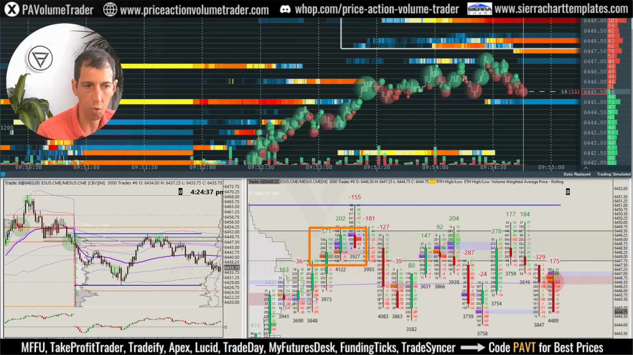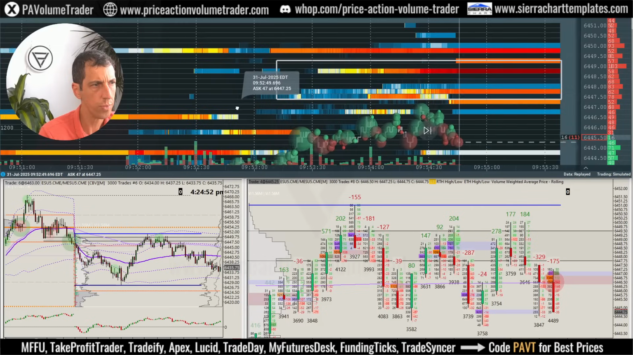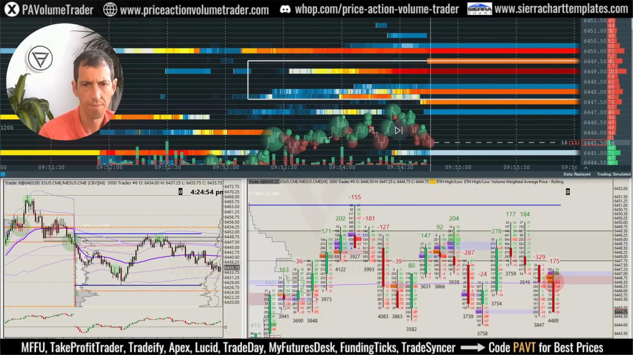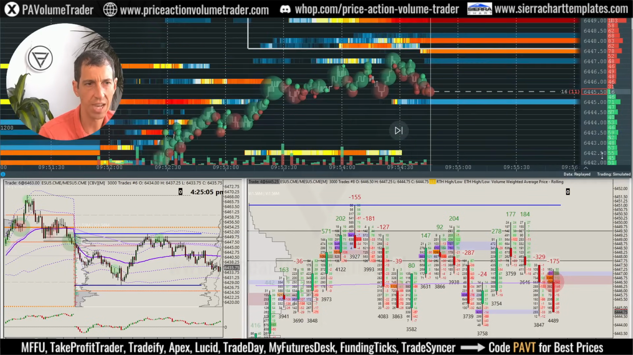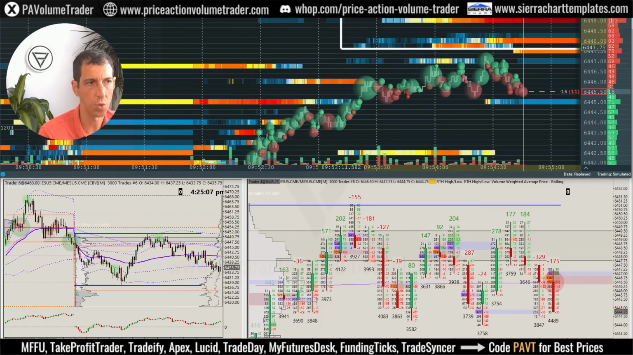So when we pull back again into this area, we're going to pay a lot of attention to see if these large players are still going to be defending those areas, okay? And here on Bookmap, if I move this, you can see this gray box here. This gray box is the same area as this one here. So I just highlighted this on Bookmap to have you pay attention to that, okay?